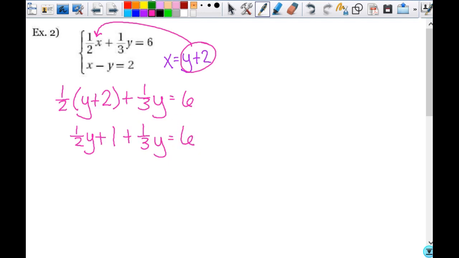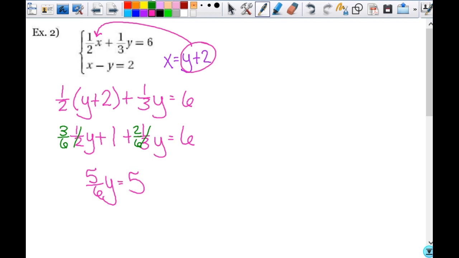Okay? So now I have to add them. When you add fractions, what do you have to have? Common denominator. All right? What would my common denominator here be? 6. So I'm going to have to multiply this one by 3 over 3, so that's going to give me 3 over 6. Multiply this one by 2 over 2, so it's going to give me 2 over 6. So I now have 3/6 plus 2/6. What is that? 5/6. 5/6 y equals 5. Okay.